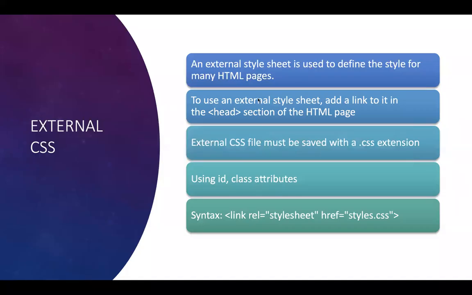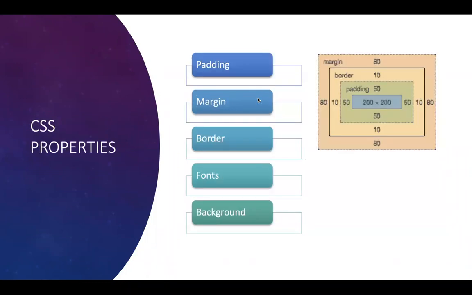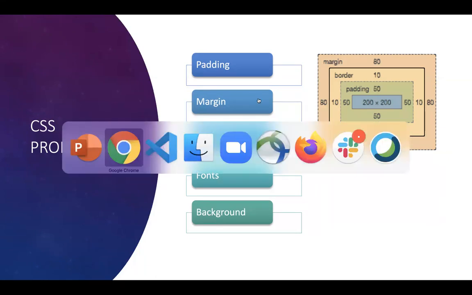So finally, using ID and class attributes. Already I have explained this to you. I want you to read about those and practice. I'm not going to tell you any more about these attributes. I can say the important properties in CSS. Here you can see, right? The CSS properties: padding, margin, border, fonts, background. Already I have explained about the background color, right?